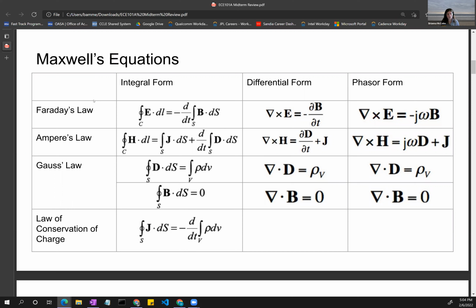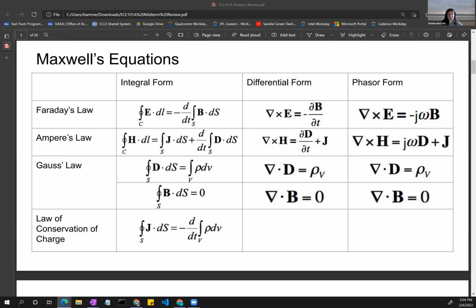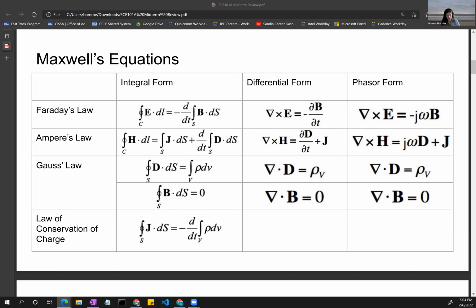It can also be useful to remember the electric potential, which is the negative gradient of the electric field. So these are just some useful things to have on your, I'm not sure if you guys have an equation sheet, but it would be useful to be familiar with these equations.